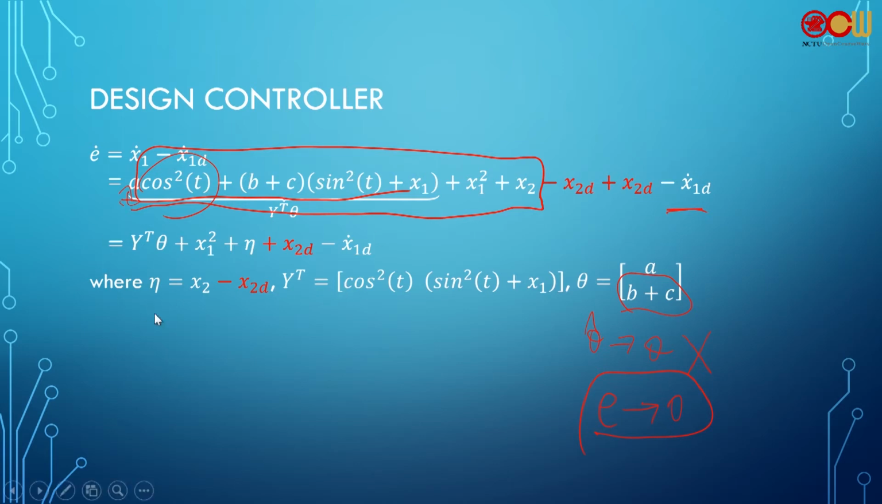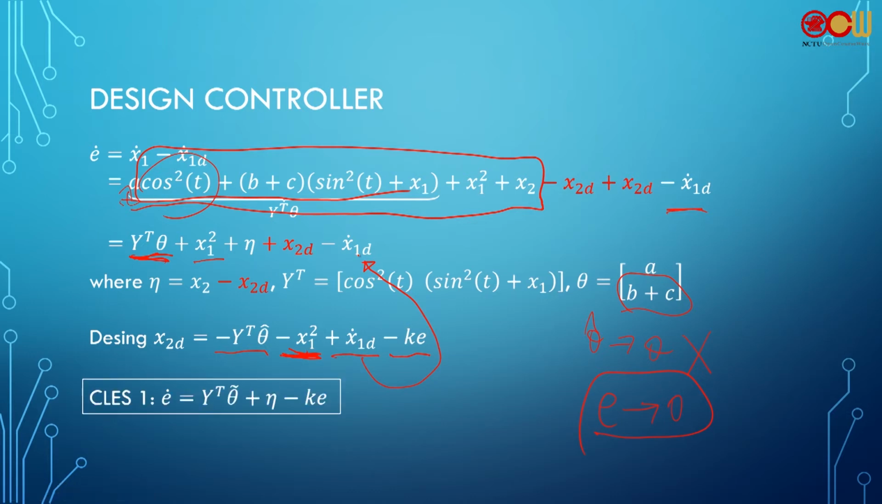And we define eta as the difference between x2 and the virtual control input x2d. Then we design the virtual control x2d, which is this. This is the feedback term. This is the nonlinear term to cancel out another nonlinear term here. And this adaptive term is to deal with the uncertainties, the unknown parameter terms. And x1d dot is a feed-forward term. Then we can obtain the closed-loop error system by substituting the virtual control input into the open-loop dynamics.